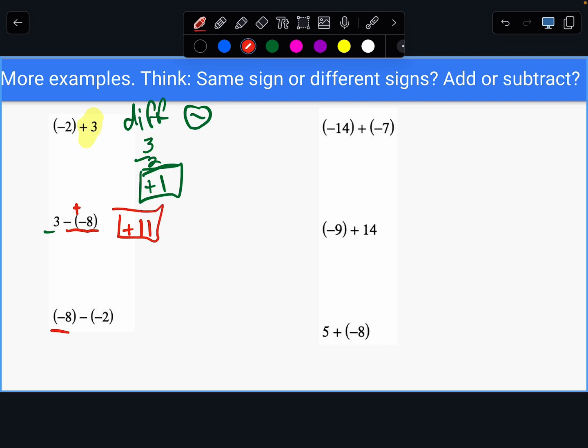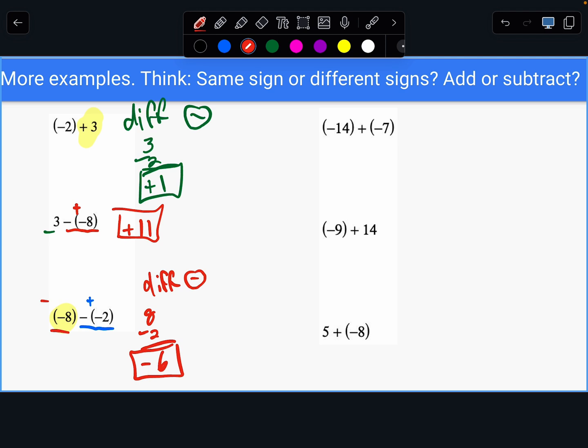Okay, next we have -8, but then we have a minus, which means that this is a positive. So we have a positive and we have a negative. Those are opposite signs. So different signs means that we're going to subtract. We always do the bigger minus the smaller. So we're always going to do 8 minus 2, which gives us a 6. Then we look at the bigger number. We see that the bigger number is 8, and we see that the 8 is negative, so that means our answer is going to be negative.